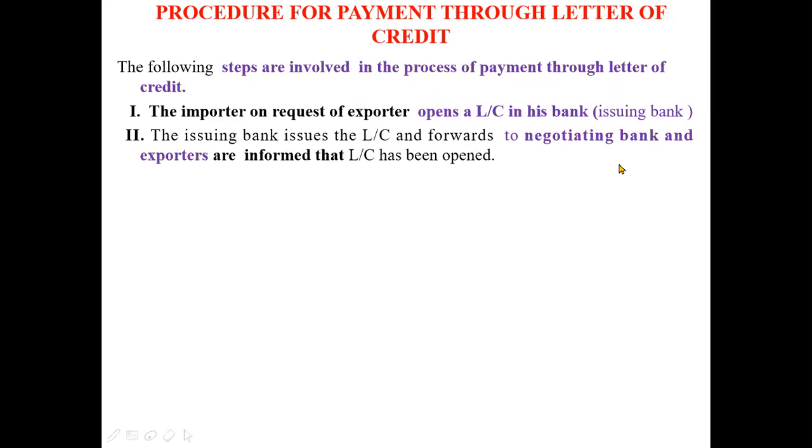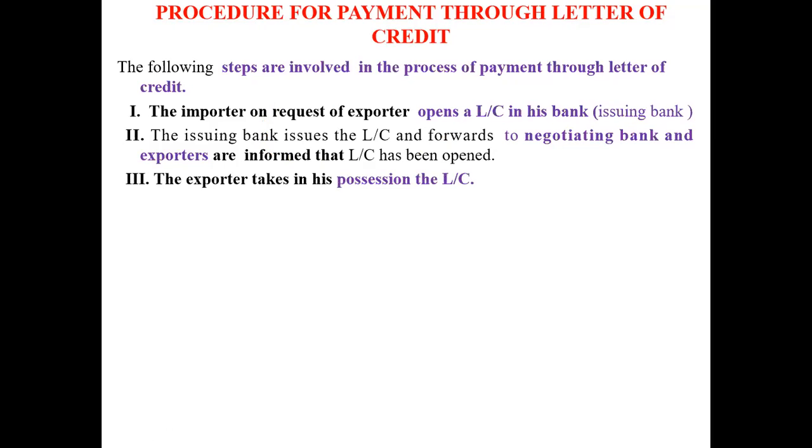This negotiating bank is the bank in the exporter's country. Exporters are informed that the LC has been opened. That means, in the first stage, the importer has requested the issuing bank to open an LC, and based on his request, the importer's bank, that is the issuing bank, issues an LC and forwards it to the negotiating bank. Negotiating bank means the bank in the exporter's country, and the exporters are informed that the LC has been opened.